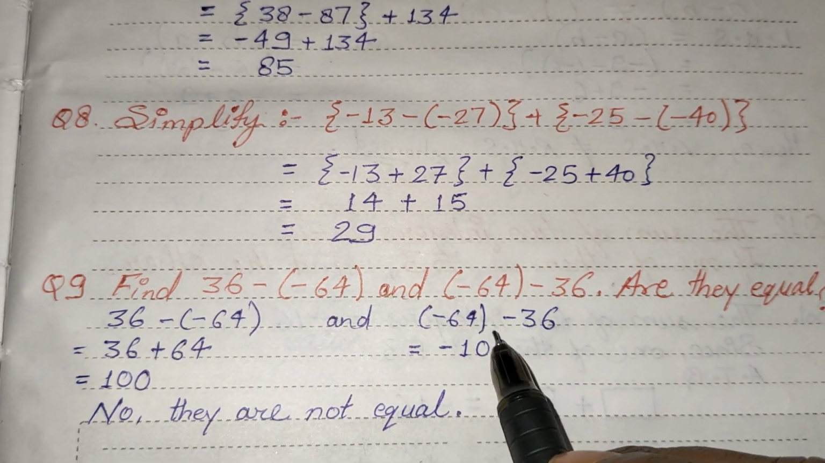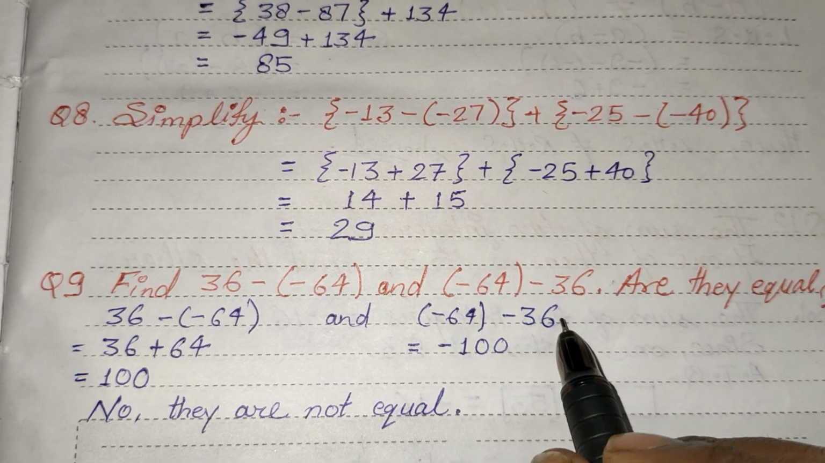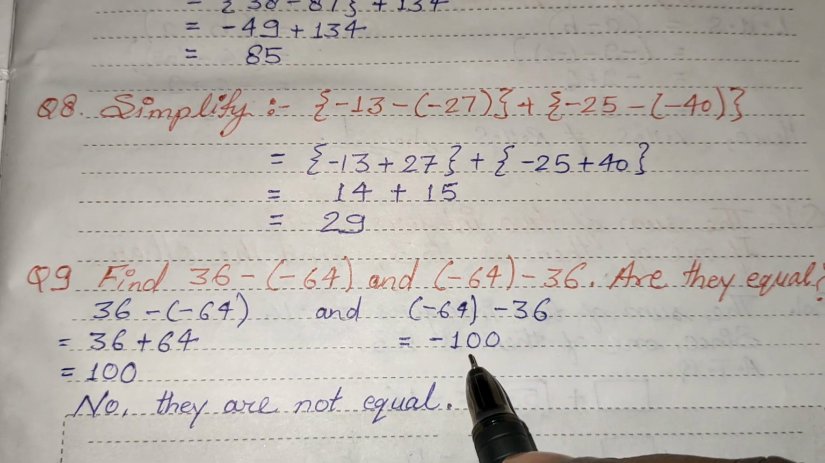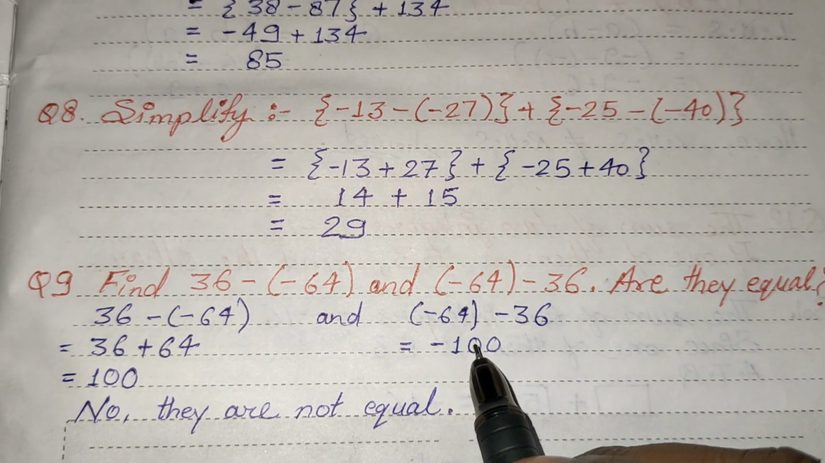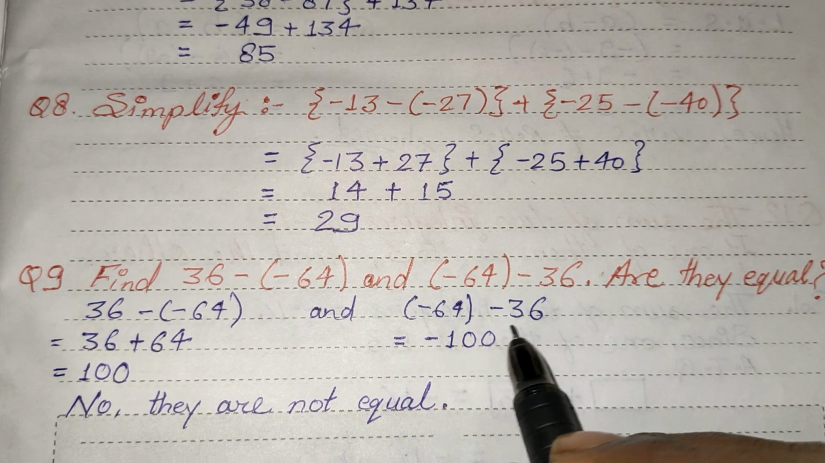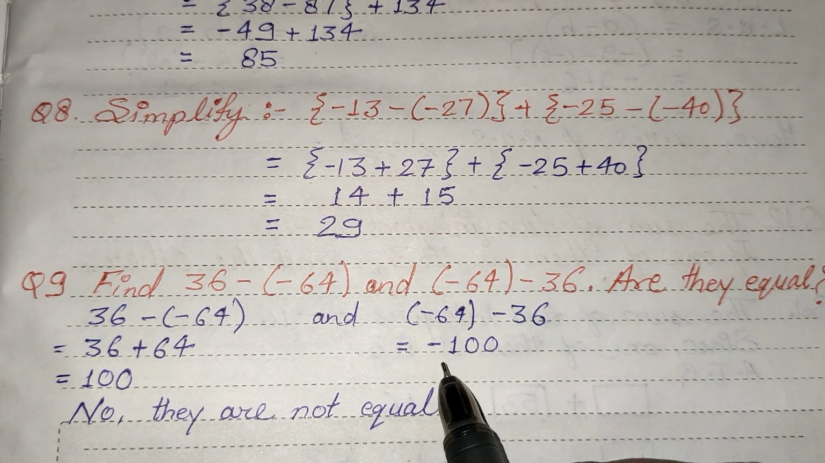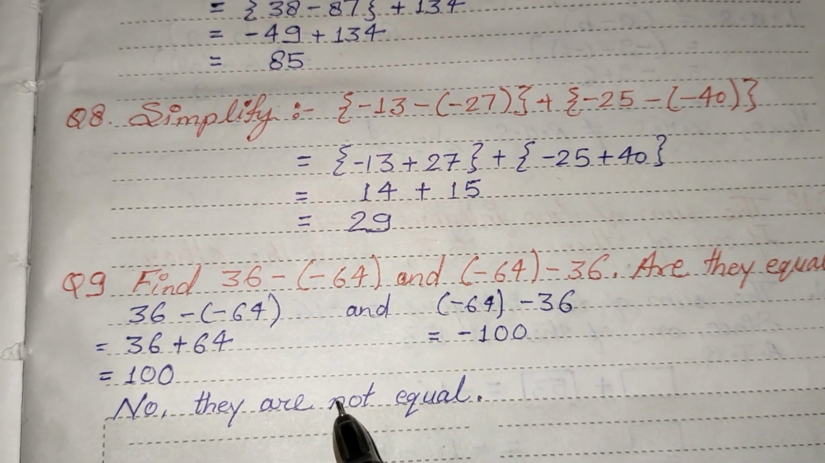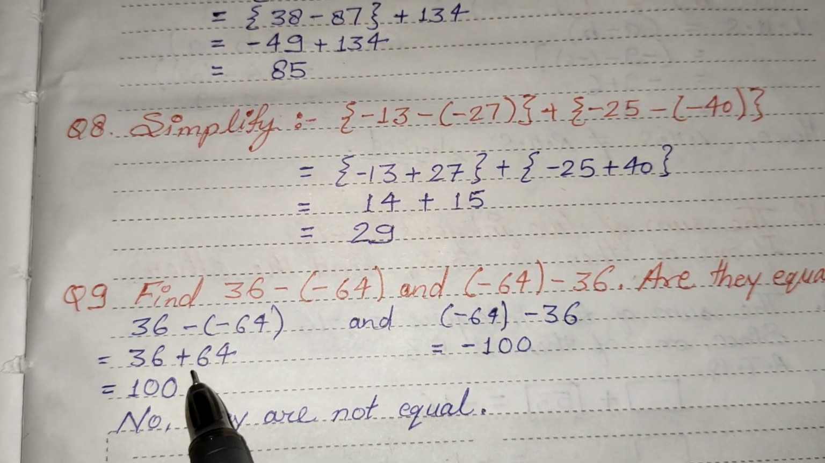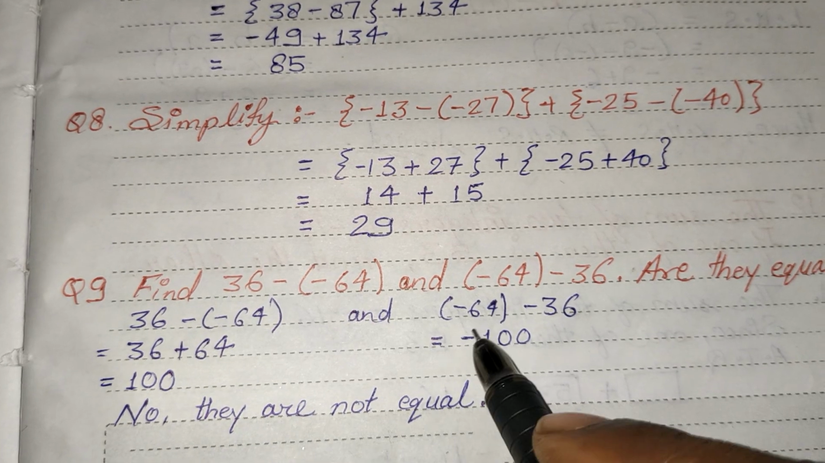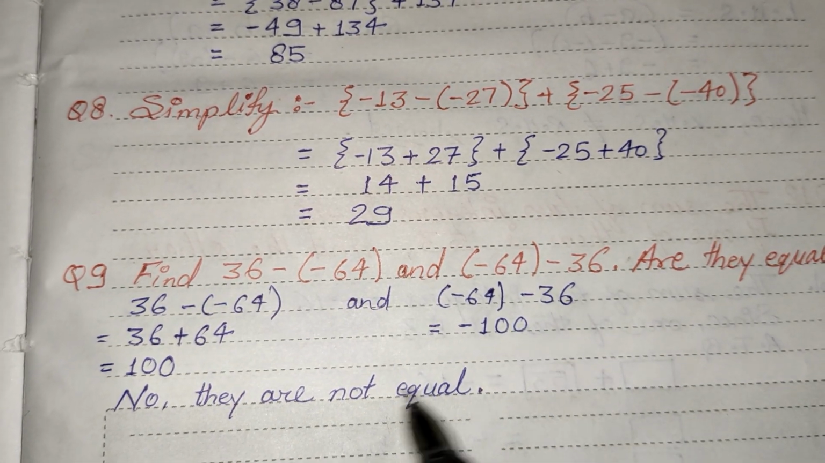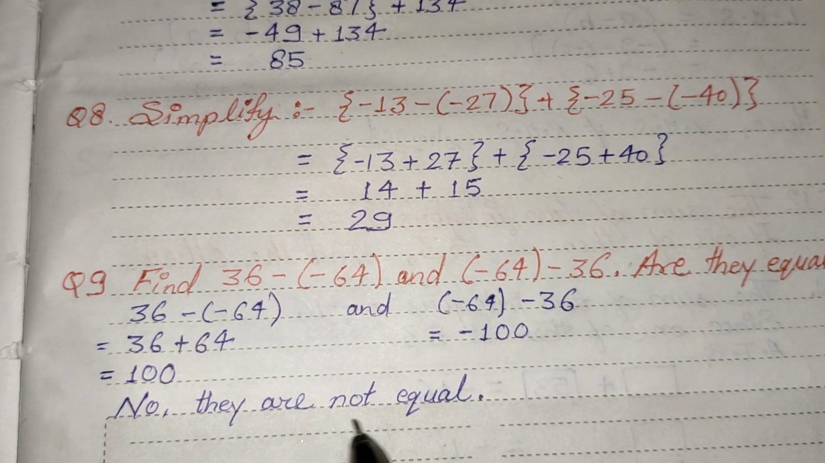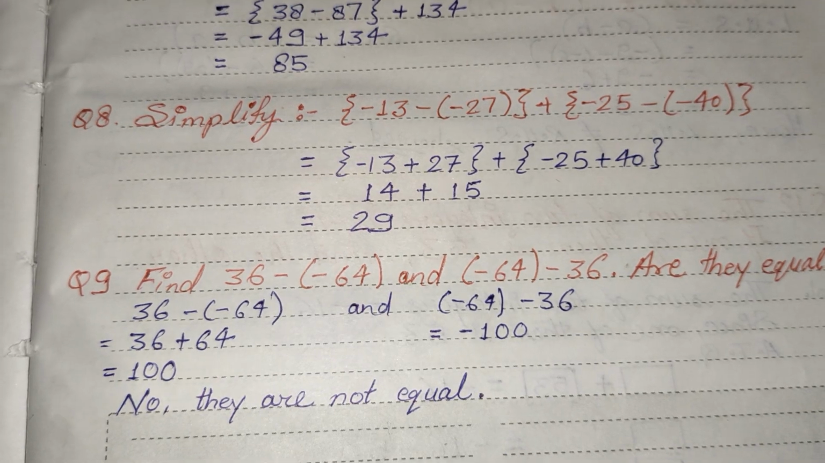Now for minus 64 minus 36, minus minus plus, you have to add these two integers, you will get 100, but you will get minus 100 because you have to give the common sign. So the common sign is minus, so you have to give the minus sign to the 100. Now clearly we can see that in the first we get plus 100, in the second we get minus 100. So we have to write that no, they are not equal. Now moving on, next question.